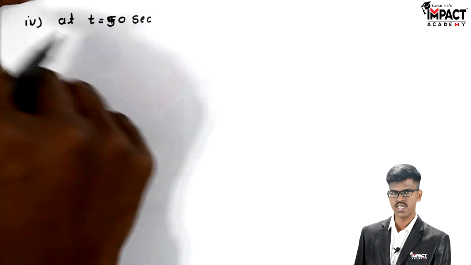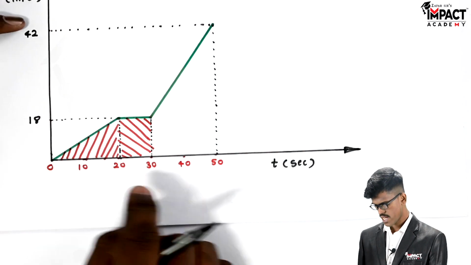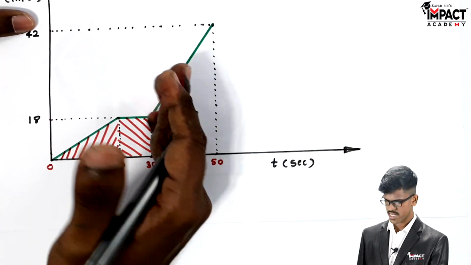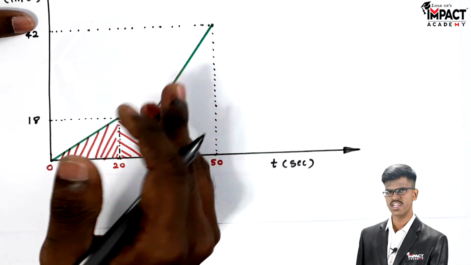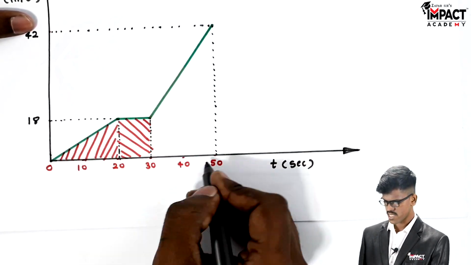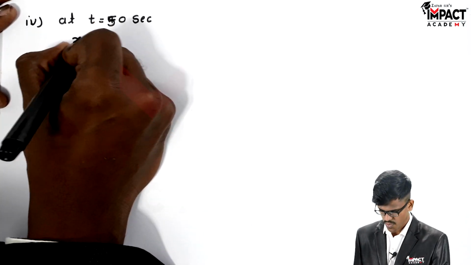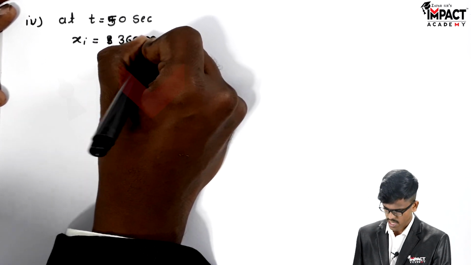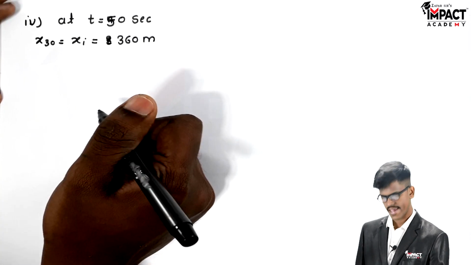So we have to consider xi first. So I take xi, initial position of particle, as x30. Okay, so then we have to consider area after the time interval 30. Okay, so we have to consider this amount of area. So here xi is equal to 360 meter, which is x30. Okay, x30 will be our xi.